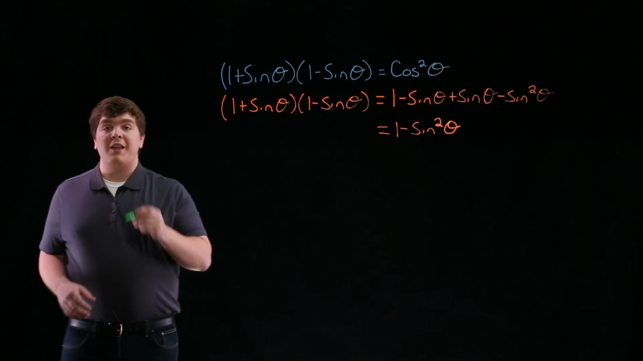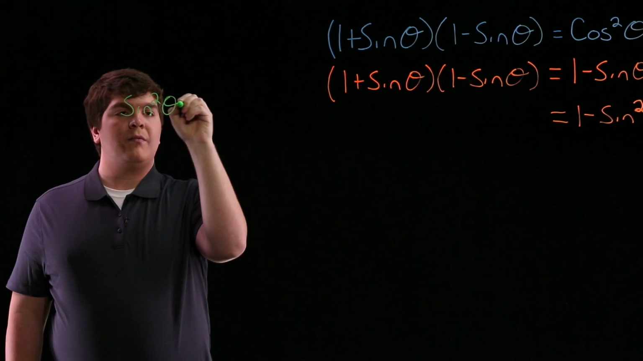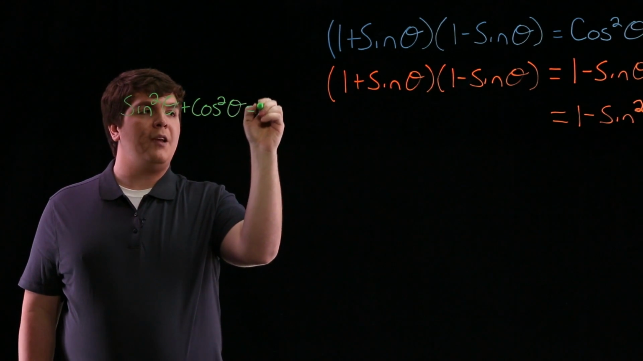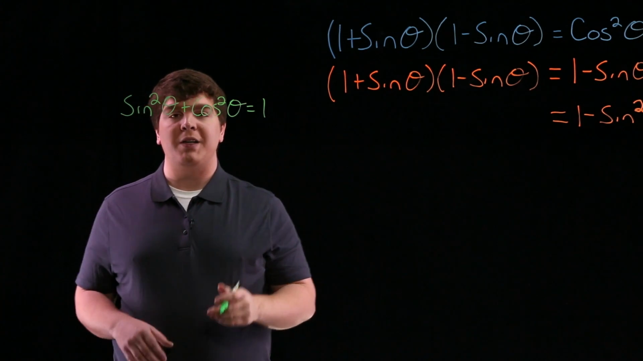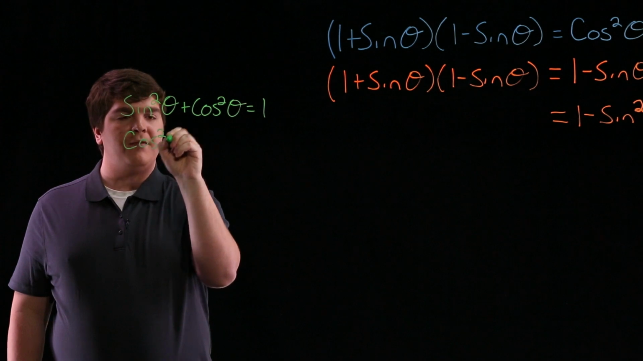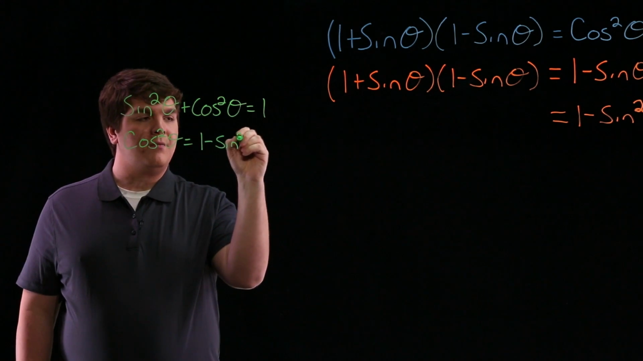So let's recall that the Pythagorean identity states that sine squared of theta plus cosine squared of theta equals 1. Here, if we subtract sine squared of theta from each side, we're left with cosine squared of theta equals 1 minus sine squared of theta.